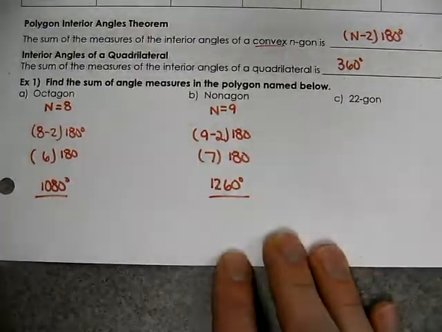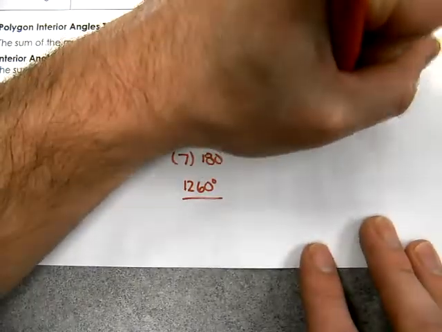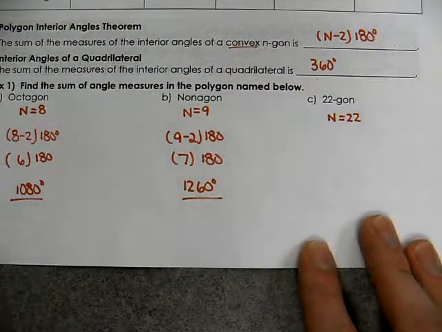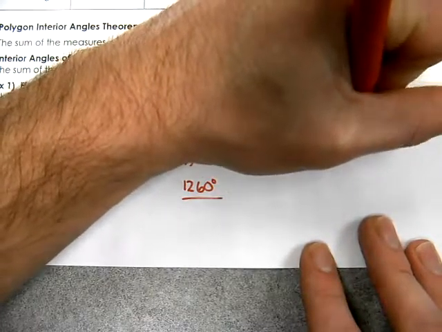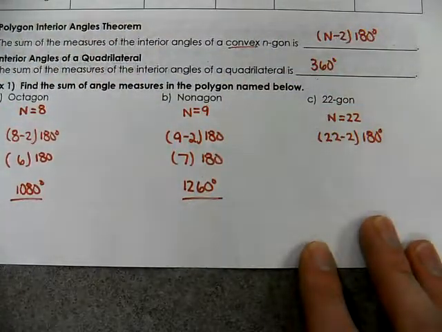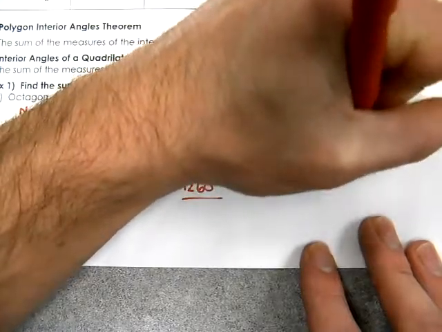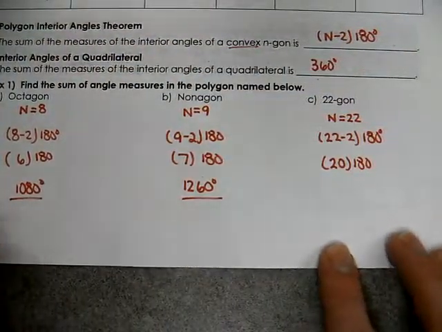Alright, so for a 22-agon, so this would be the type of thing we're not going to just use a name for. We know that n obviously is going to be 22, and we can go ahead and substitute that into the equation. Alright, so we got 22 minus 2 times 180 degrees. Alright, that will give us 20 times 180, which is a total of 3,600 degrees.